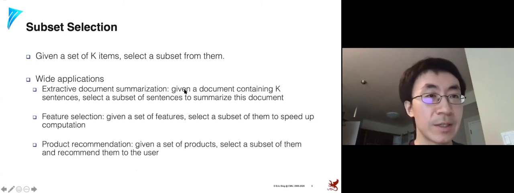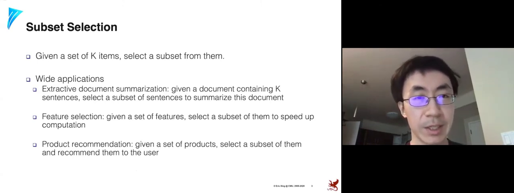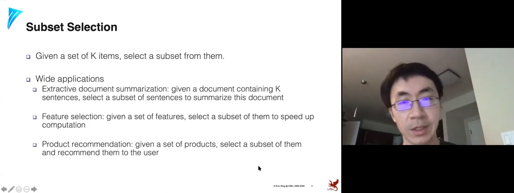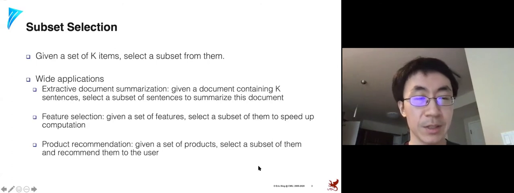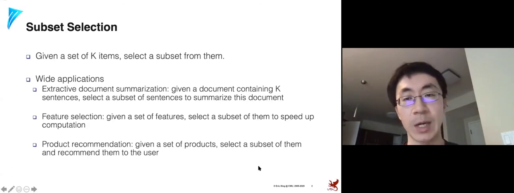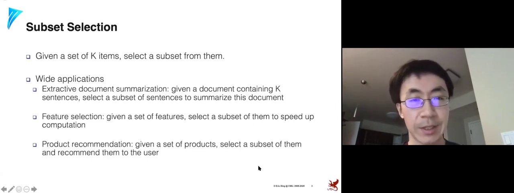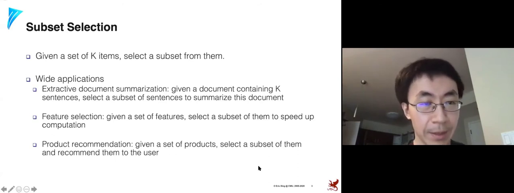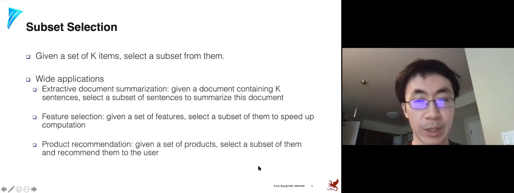Okay, let's get started. Subset selection is a problem that widely exists in machine learning applications. The setting is, given a set of K items, we want to select a subset from them. There are many applications under this umbrella of subset selection. For instance, in extractive document summarization, the goal is, given a document containing K sentences, to select a subset of the sentences to summarize this document. In feature selection, given a set of features, we want to select a subset of features to either speed up the computation or make the analysis of the model easier. In product recommendation, we are given a set of products, and our goal is to select a subset of them to recommend to the users.